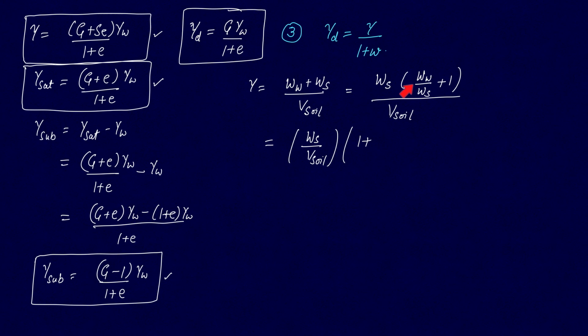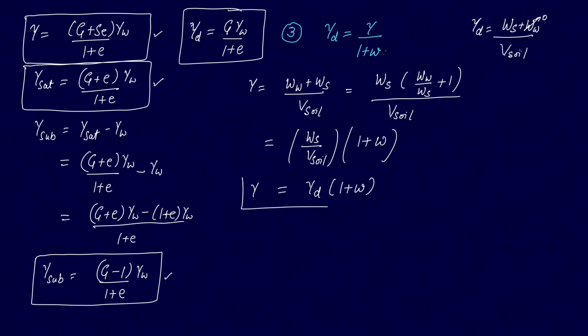What is this? Weight of water upon weight of solids, that is water content. So just write down small w here. Now again see what is the first bracket. Gamma dry is nothing but weight of solids plus weight of water, but for the dry soil you know that weight of water is 0, divided by volume of soil. So this is nothing but gamma dry. So gamma dry into 1 plus W is equals to gamma. So this is the third formula that we have derived here.